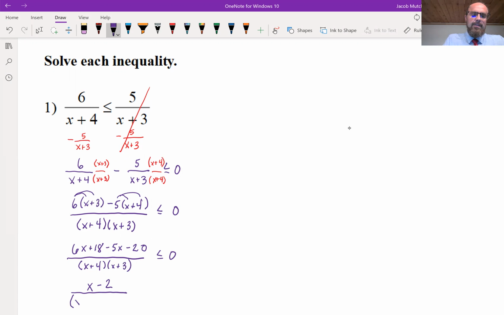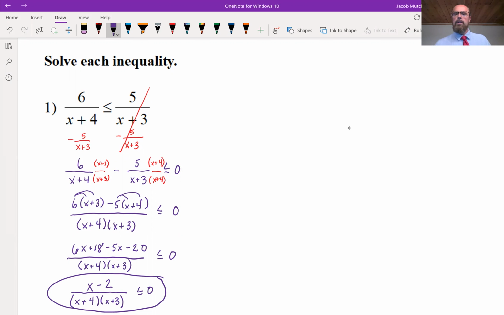And that is the function that I really want to find now: zeros, vertical asymptotes, horizontal asymptotes. So what I'll be working with is this single rational expression on the left, less than or equal to 0. I want that right side to be 0. So we got it there. So let's engage in that procedure now to graph the function.